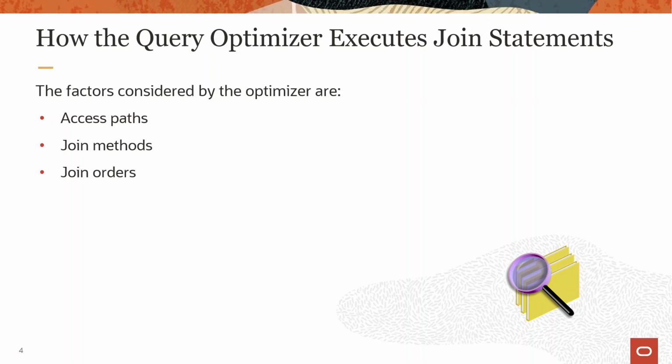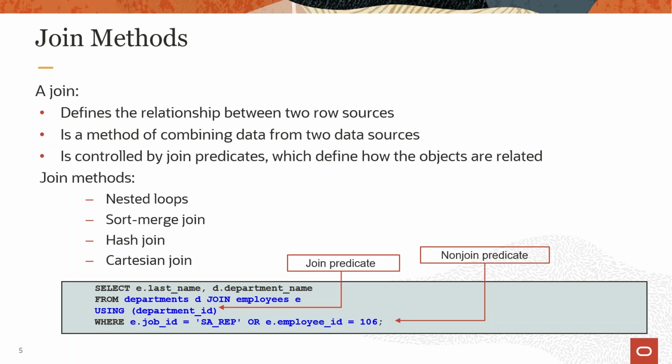Is it going to perform a nested loop? Is it going to perform a sort merge? Or is it going to perform a hash join? And the optimizer also has to take into consideration the join order. If you're going to join table A with table B, the optimizer can consider to join table A with table B, but it can also consider to join table B with table A. So these are important factors that have to be taken into consideration whenever the optimizer has to build an execution plan for join statements.